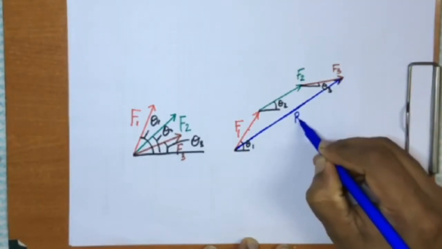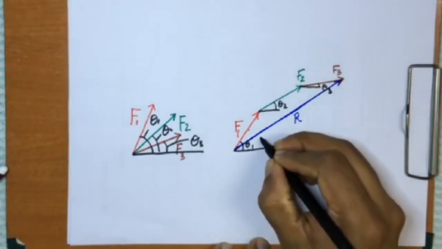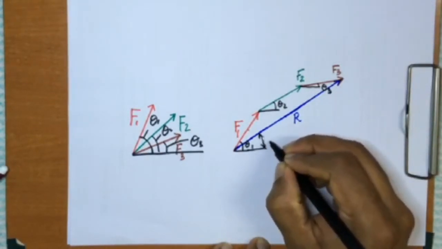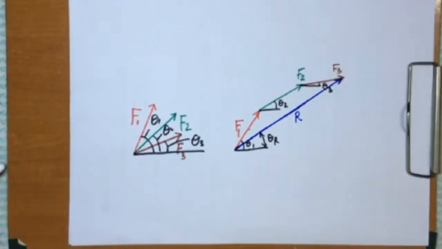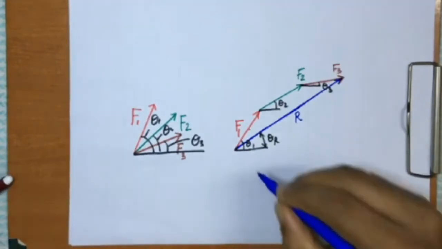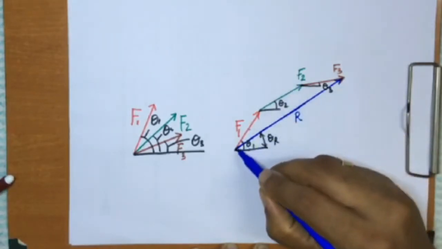This is your resultant R, and the resultant R is acting at an angle of theta R. This is how you find the sum of more than two forces. And if you see here, I can always use the triangle law one after the other. To apply the triangle law one after the other, let me say I add the force F1 and F2 first.